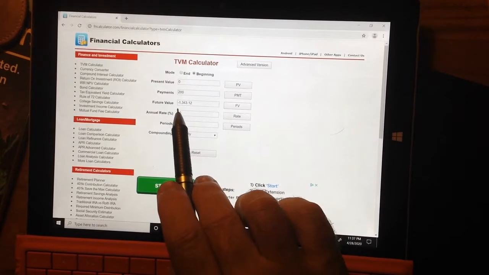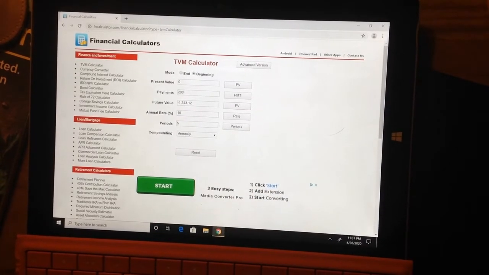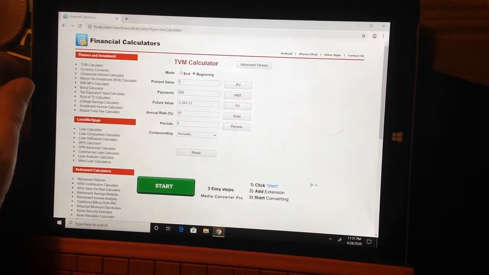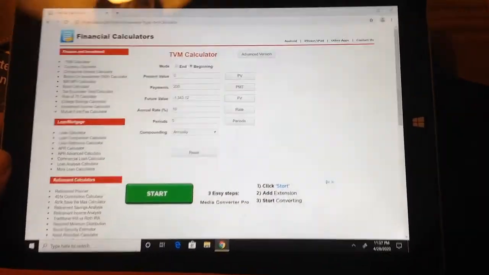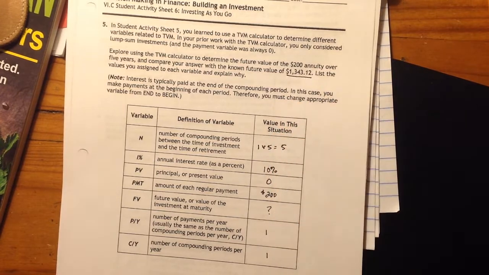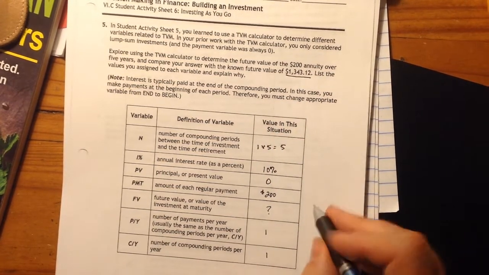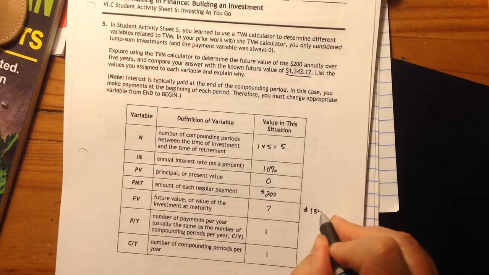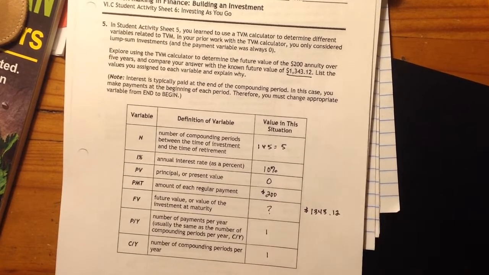But anyway, you can see this number, $1,343.12, is exactly the number that we got when we did the formulas here. It's the $1,343.12 here. Okay? So our answer is 1343 and 12.